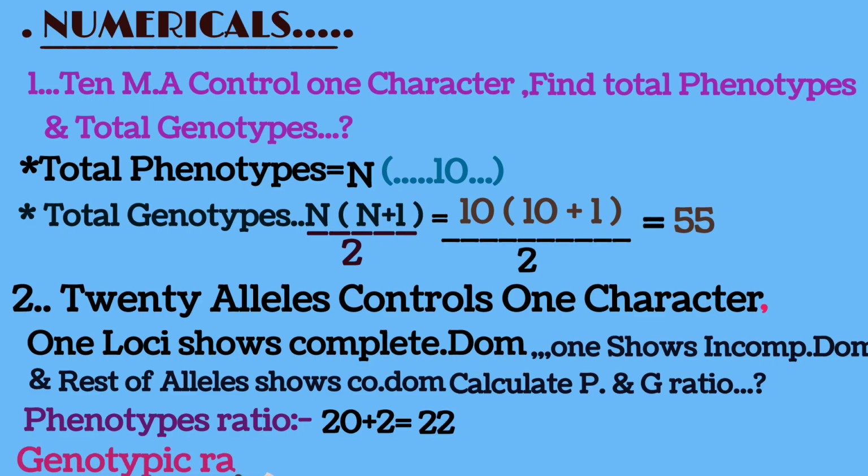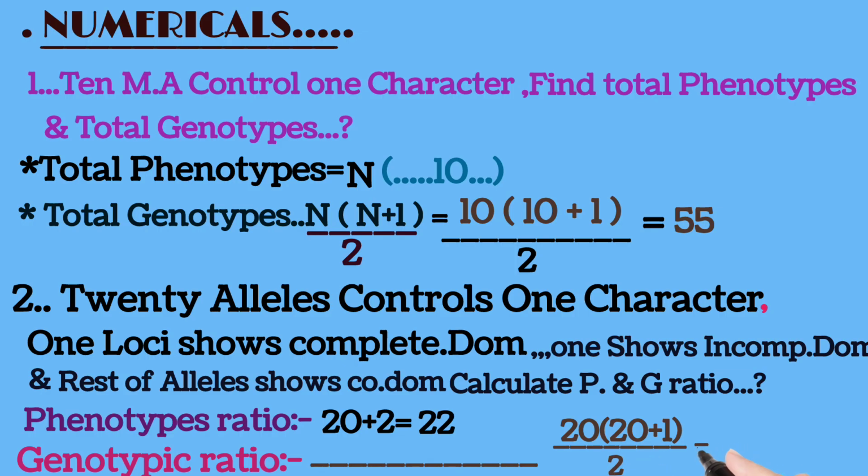Now calculating the genotypic ratio, we have the formula N into N plus 1 divided by 2. Here N denotes the total number of multiple alleles, 20 into 20 plus 1 divided by 2. By calculating its value, it will give rise to 210 types of genotypes. Now let me add 2 important examples, or we can say numericals, to this whole topic.